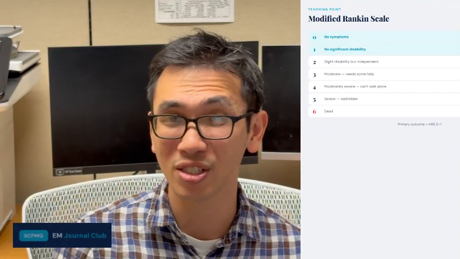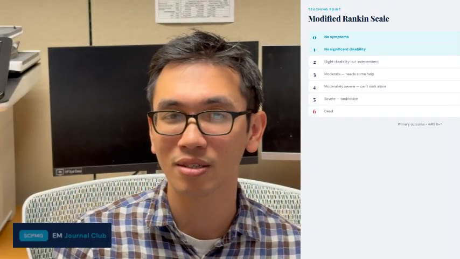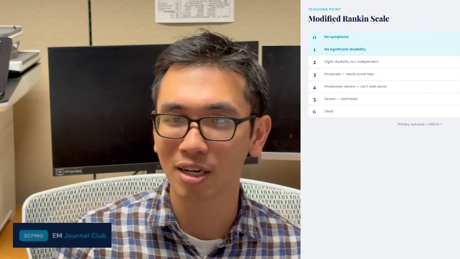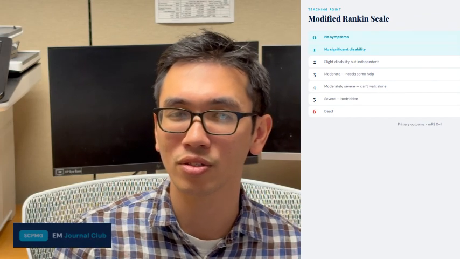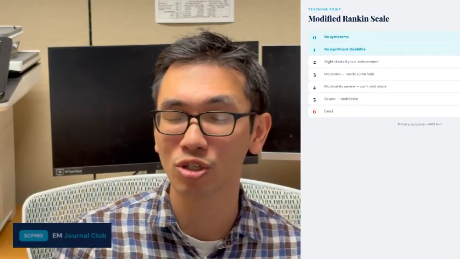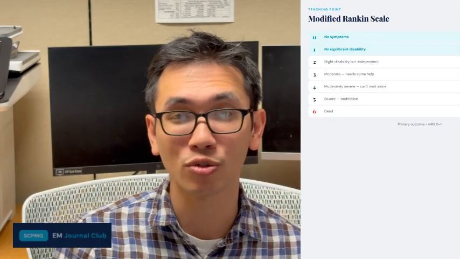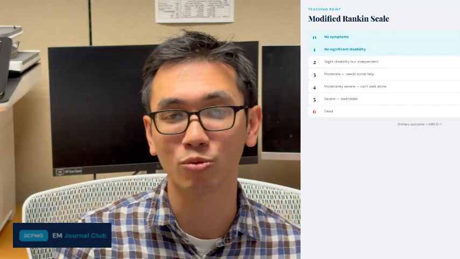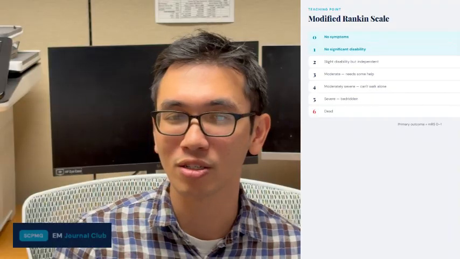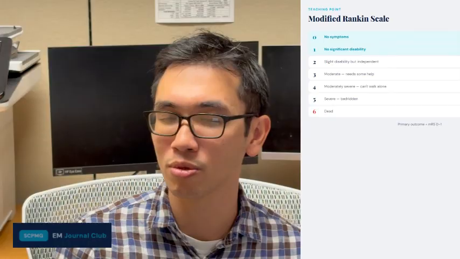5 means severe disability. Bedridden, incontinent, need constant care. 6 means dead. In this trial, the primary outcome was MRS 0 to 1, meaning the patient is essentially back to their pre-stroke baseline. That's a high bar. Some trials use 0 to 2 as a good outcome, which captures more patients. When you're reading stroke trials, always check which cutoff they're using. It matters how you interpret the results.